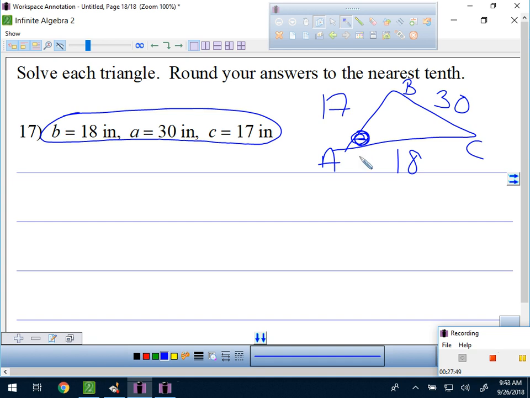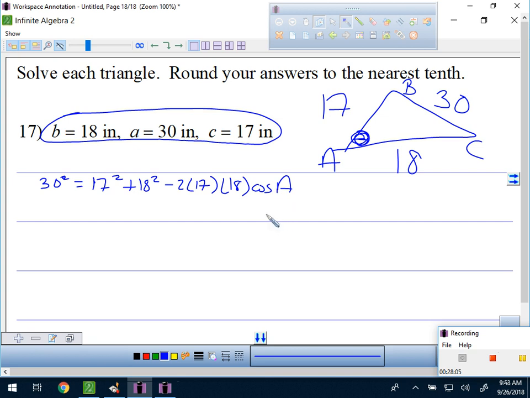I've got to find the biggest angle first. So law of cosines will be given to you. I'm going to write it out for you. This is going to be 30 squared equals 17 squared plus 18 squared minus 2 times 17 times 18 cosine of A. Now, again, this is the one y'all didn't like.